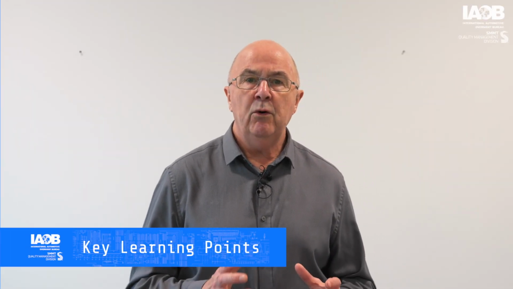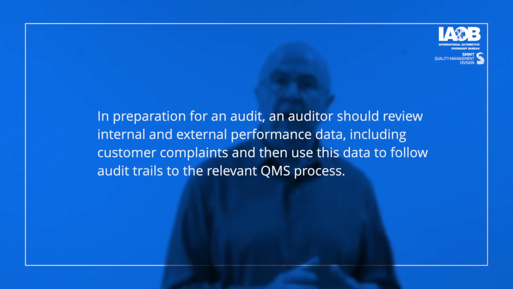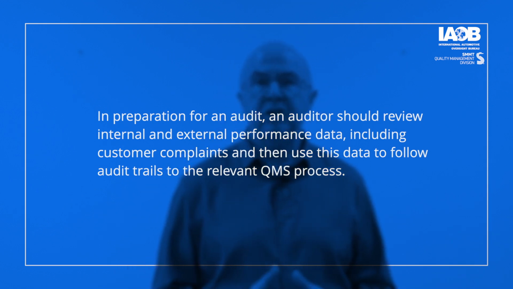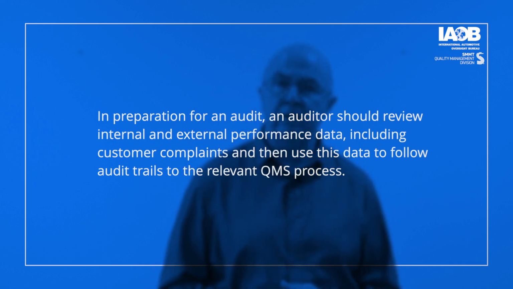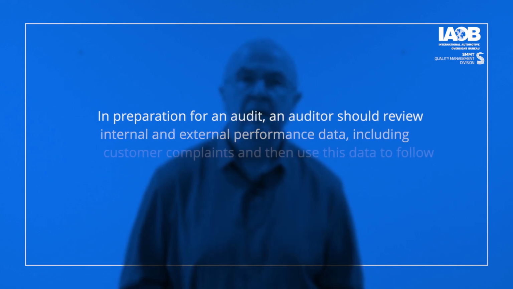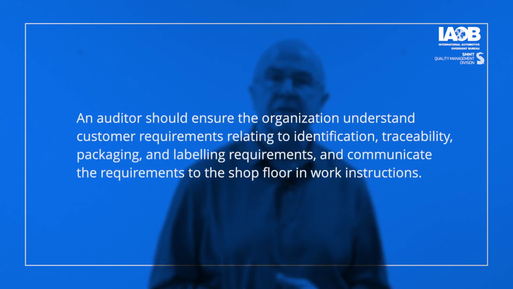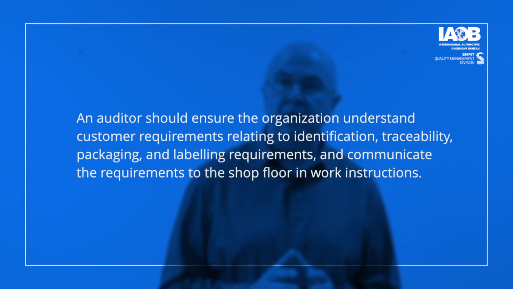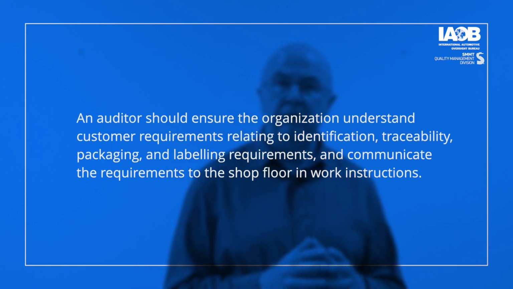Let's summarise the key learning points. An auditor, in preparation for any audit, should review external and internal performance data, which could include customer complaints, and then use this data to follow audit trails within the relevant quality management system processes. An auditor should ensure the organisation understands customer requirements related to identification, traceability, packaging and labelling requirements, and is able to communicate these requirements to the shop floor in work instructions.